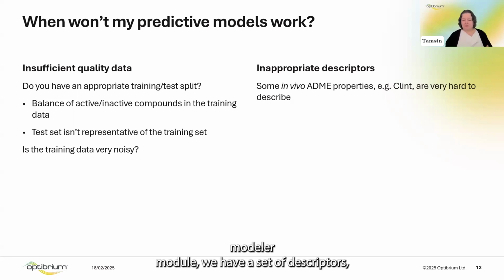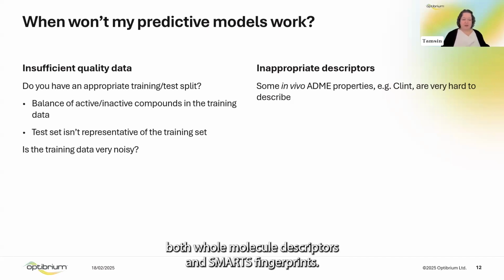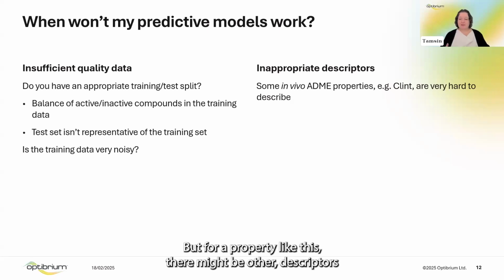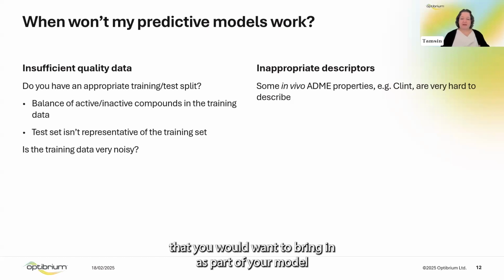In our AutoModeler module, we have a set of descriptors, both whole molecule descriptors and SMARTS fingerprints. But for a property like this, there might be other descriptors that you would want to bring in as part of your model building process.